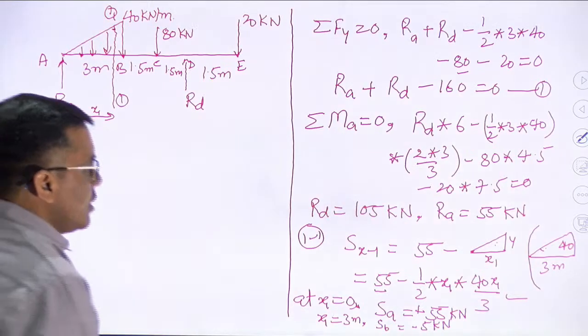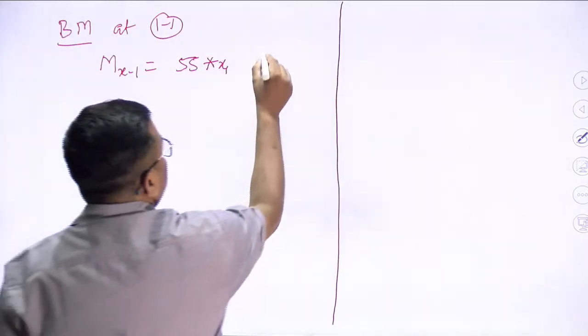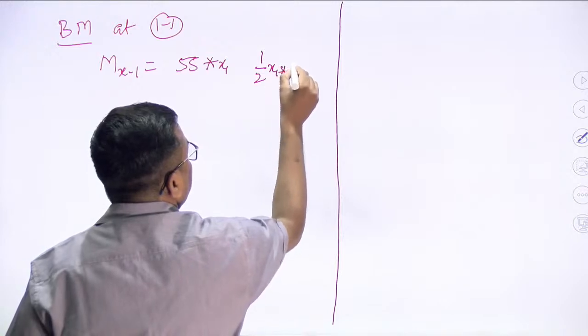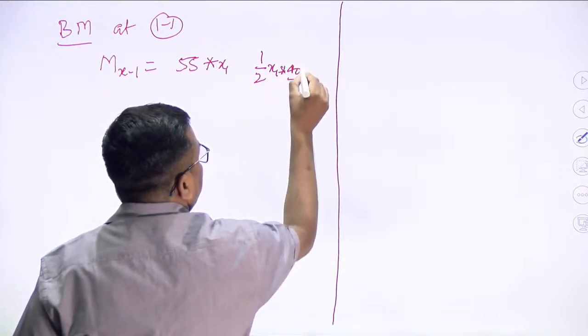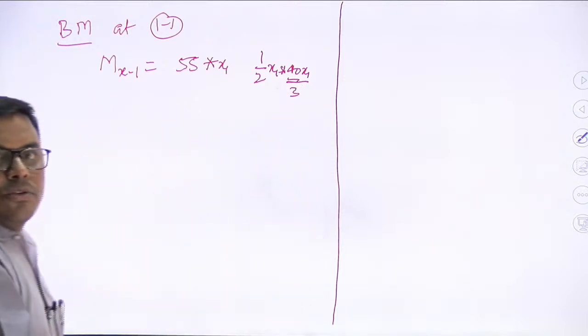What is the other load? The other load is this. So first let me write the load here. What I am writing here, half into x1 into 40 x1 by 3.